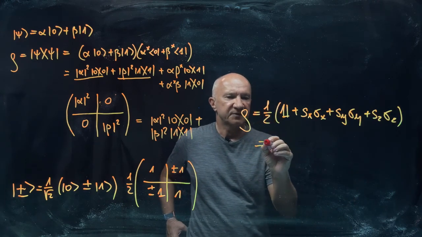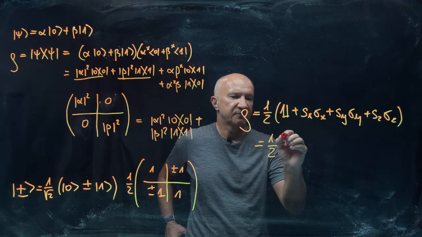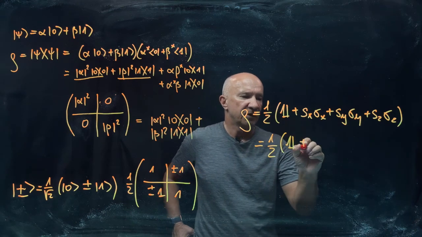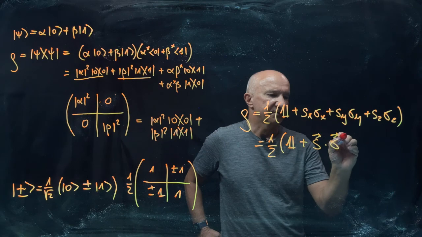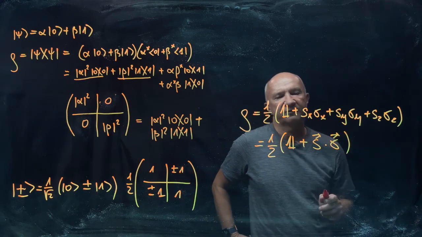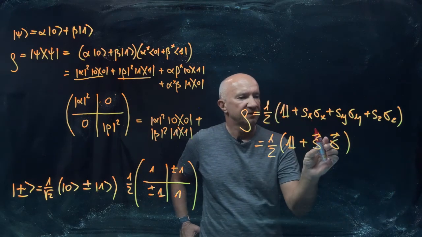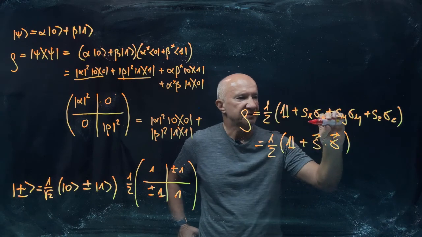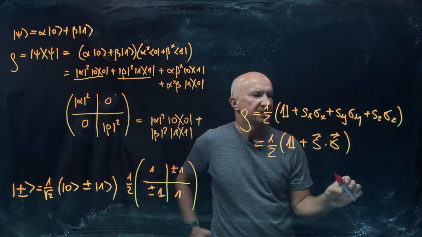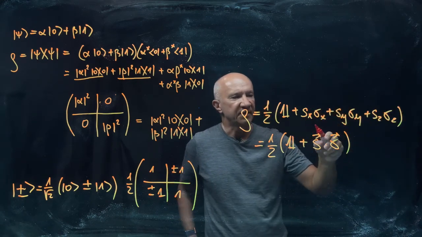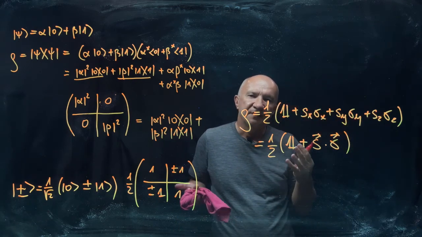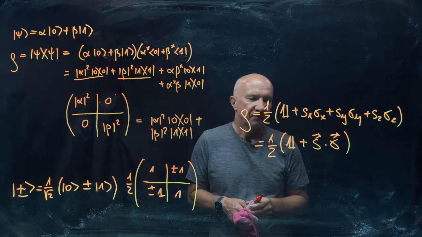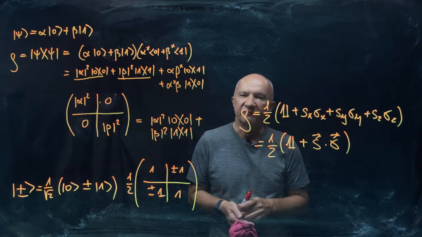It's quite often physicists write it as half 1 plus vector S and vector sigma. So it's like a scalar product of a Euclidean vector with components Sx, Sy, Sz, and a vector made out of the sigma operators, sigma x, sigma y, and sigma z. And this is actually another way of introducing the Bloch vector.